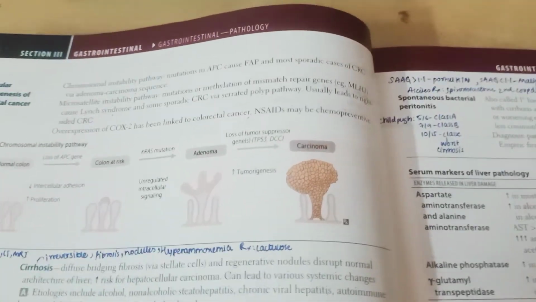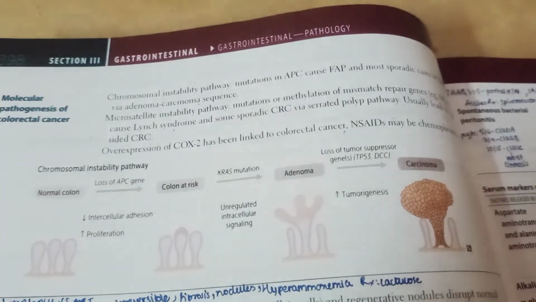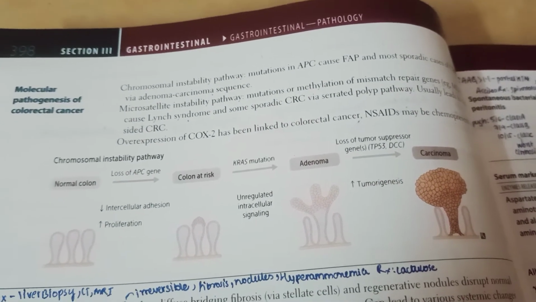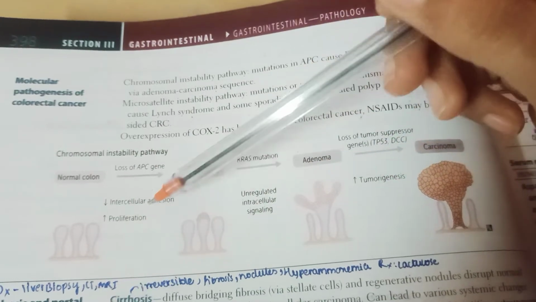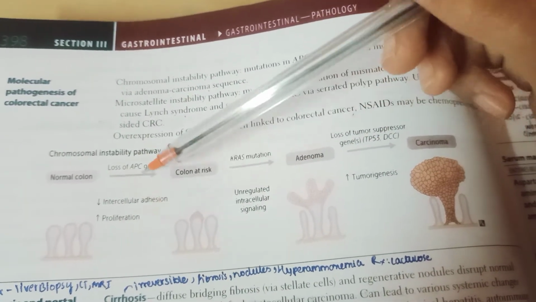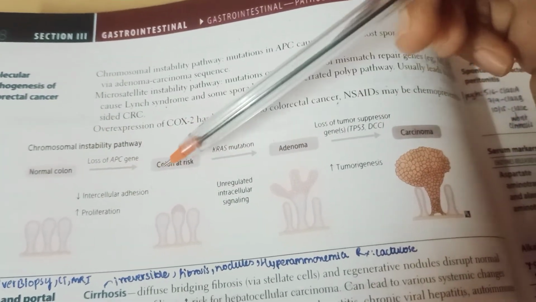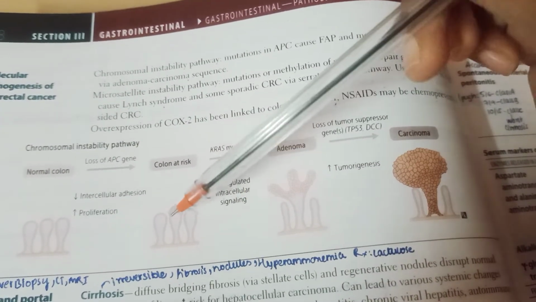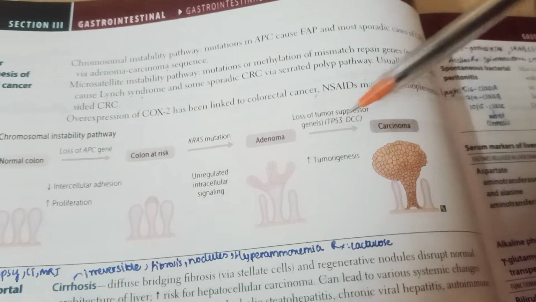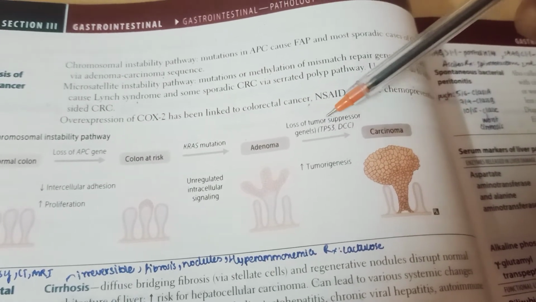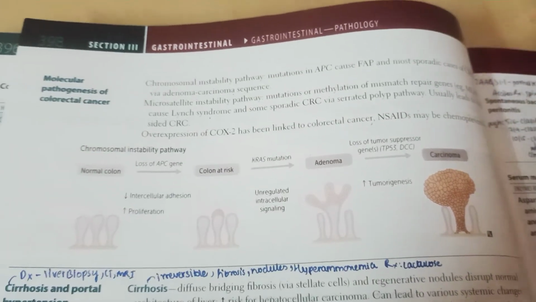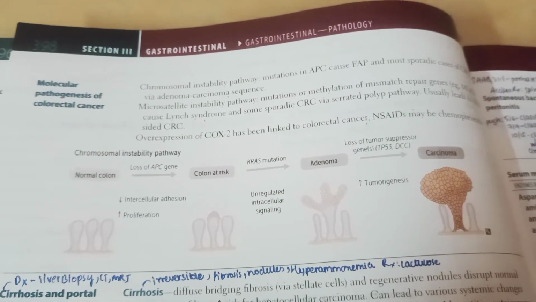Let us look at the APC and chromosomal instability pathway. First is a normal colon. There is decreased adhesion, increased proliferation, and loss of the APC gene. Now the colon is at risk. Then there is KRAS mutation with unregulated intracellular signaling, formation of adenoma, increased tumorigenesis, and loss of tumor suppressor genes, leading to carcinoma. This is the pathway you see on the left side.